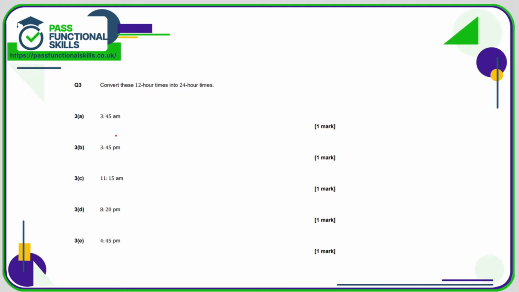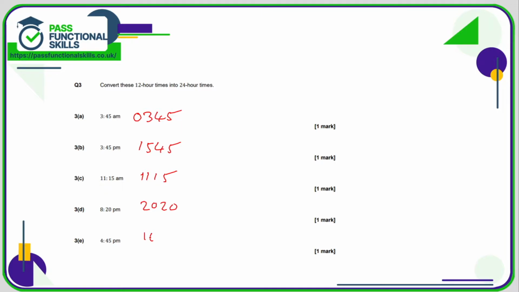So 3:45 a.m, 24-hour clock, since that's an AM time, is just 03:45. For a PM 3:45, we're going to add 12 to the 3, so that's 15:45. This is an AM time, but as we've got 2 digits, we don't need to stick a 0 in front, so that's just 11:15. PM time, we're going to add 12, so that is 2020. Another PM time, so we're going to add 12 to the 4, so that's 1645.